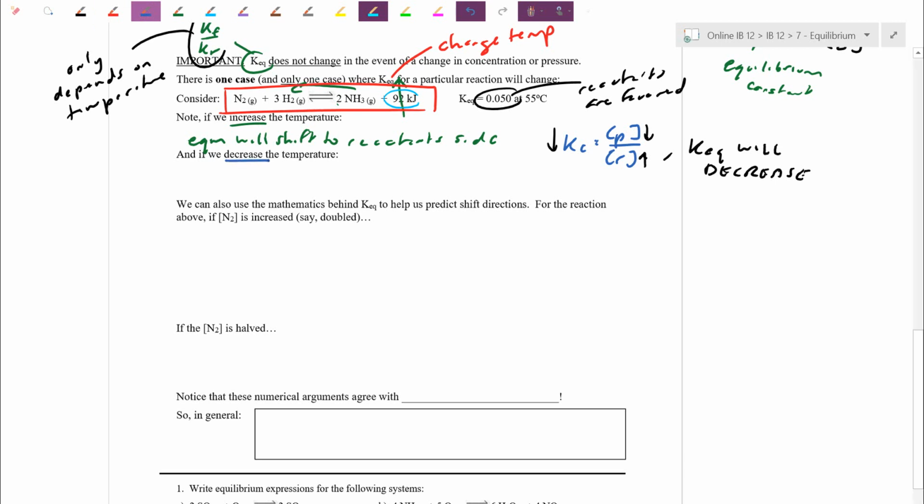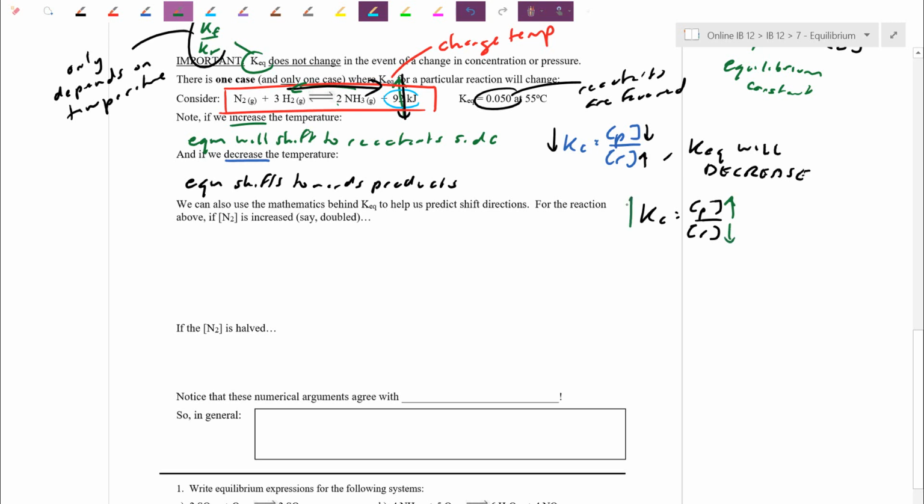What if we decrease temperature? Again, this will make a little bit more sense in tomorrow's lesson once we talk about these shifts. If I decrease the temperature, I basically look at it as pulling down this heat term. Equilibrium doesn't like that, and it's going to respond and shift towards the right. So in this case, equilibrium shifts towards products. It's going to make more products, and therefore, if I have KC as products over reactants, only products go up and reactants go down, so my KC will go up. We can say my KEQ increases.